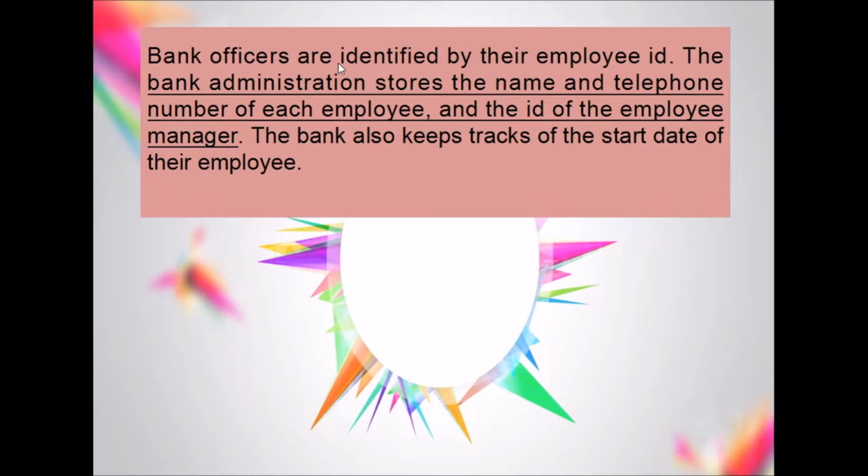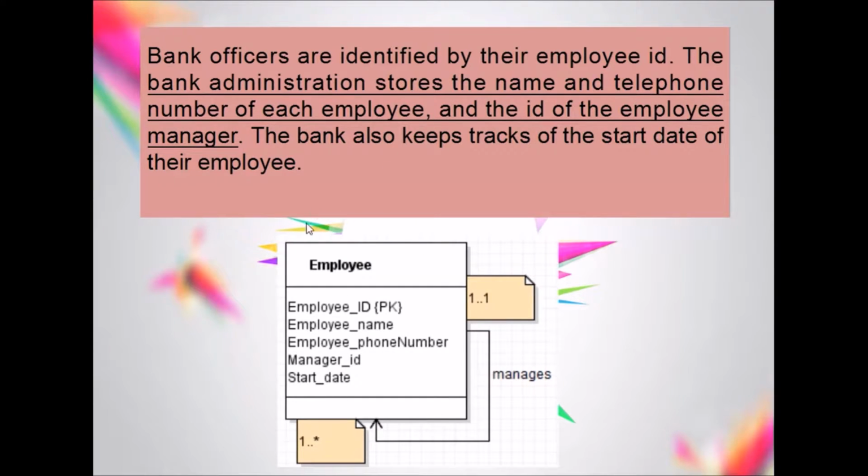So the next one is bank officer, identified by their employee ID. The bank administrator stores the name and the telephone number, and these are the attributes. Okay, which means the bank officer relationship is one to many, which means the bank officer can be many, and the employee can have one storage of information, which contains employee ID, employee name, phone number, manager ID, and start date.